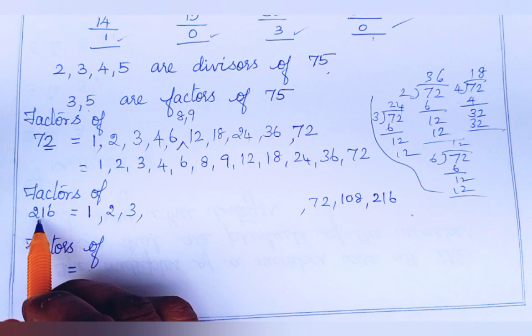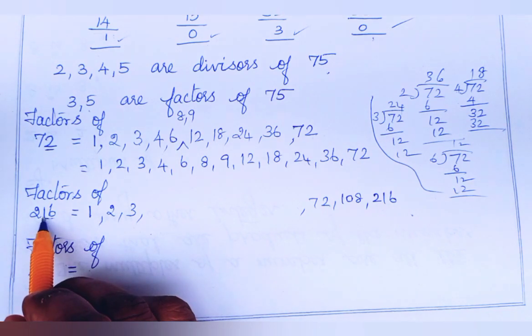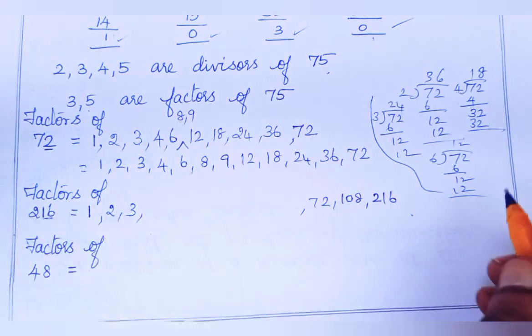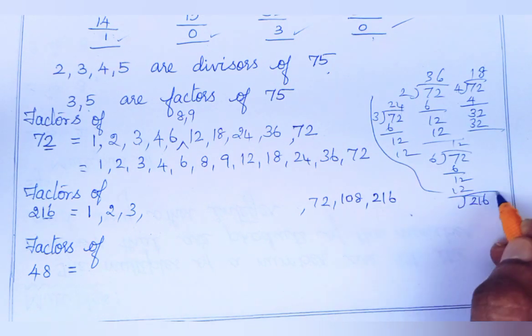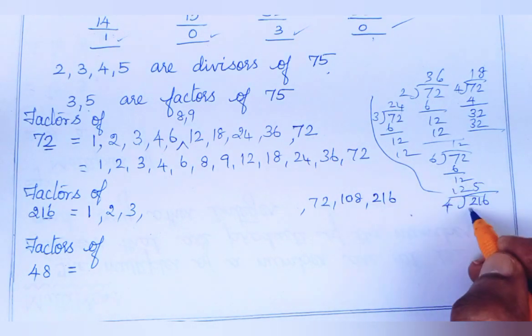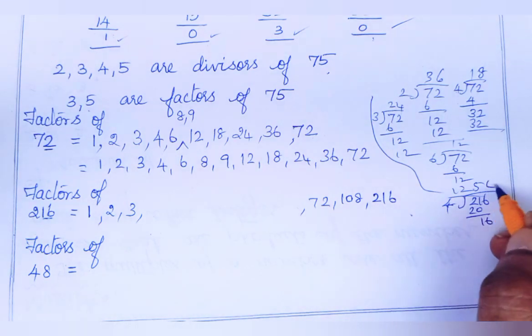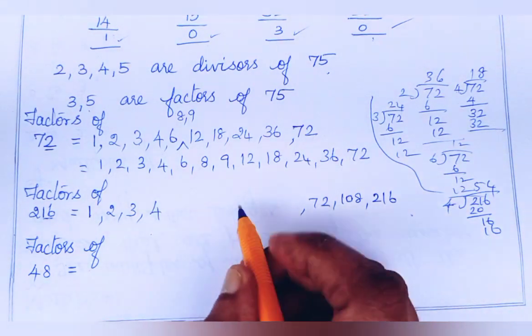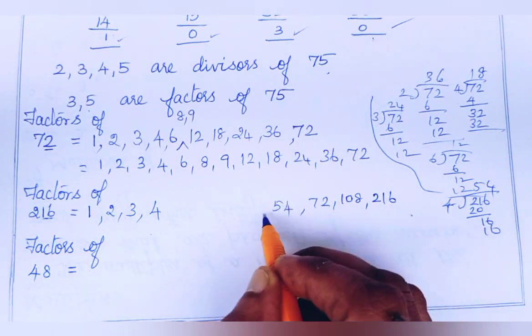Now checking for 4, the last two digits are divisible by 4. Definitely this 216 will be divisible by 4. So 216 divided by 4: 4 5s are 20, remainder 1, and 4 4s are 16. 4 times 54 is 216.